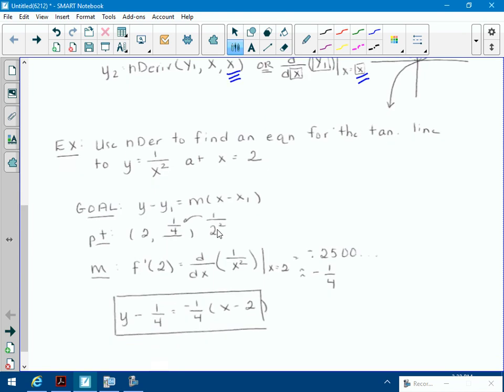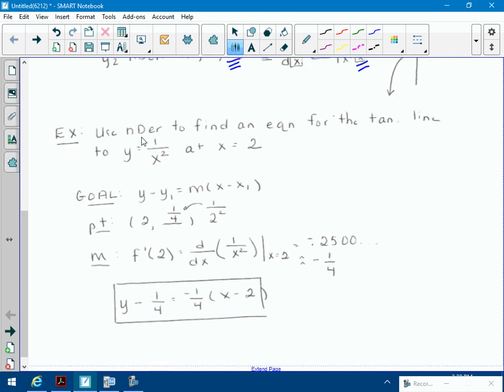Okay, now part of your problem set asks for questions like this. Use nDeriv to find an equation for the tangent line of y equals 1 over x squared at x equals 2. So as soon as you see equation for the tangent line, you know this is your goal. y minus y1 equals m times x minus x1. To use that, we need a point and we need a slope. They told us x equals 2. So that's the x coordinate of my point.